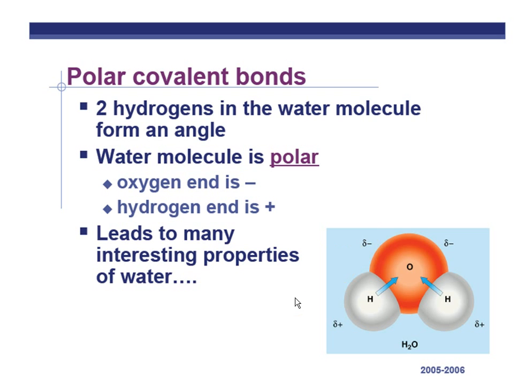As a result of water's polarity, or unequal sharing of electrons between oxygen and hydrogen, you have a negative side, or negative pole, and a positive side, or positive pole. This leads to many other properties of water.